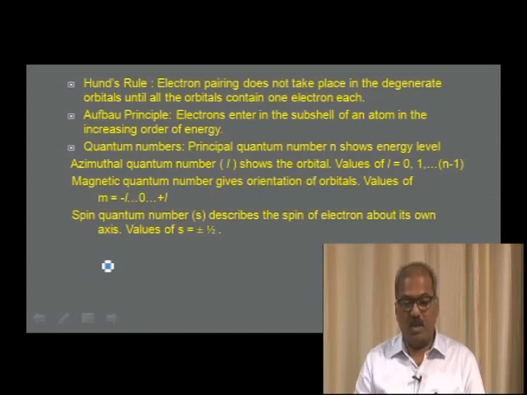Quantum numbers. There are 4 important quantum numbers. One gives the energy and the distance of the electron, which is the principal quantum number. Azimuthal quantum number L shows the orbital in which the electron is present, and L can have the values 0, 1, etc. up to n minus 1 for a given value of n. Magnetic quantum number gives the orientation of orbitals, and its values are m equal to minus L to 0 to plus L. Spin quantum number S describes the spin of the electron about its own axis. The values of S can be either plus half or minus half.